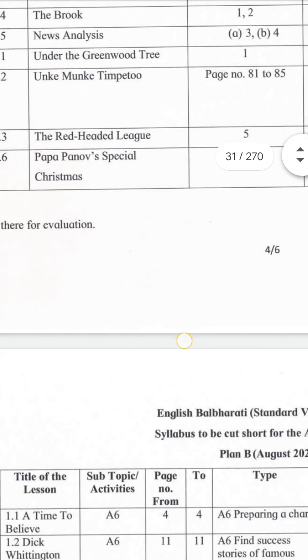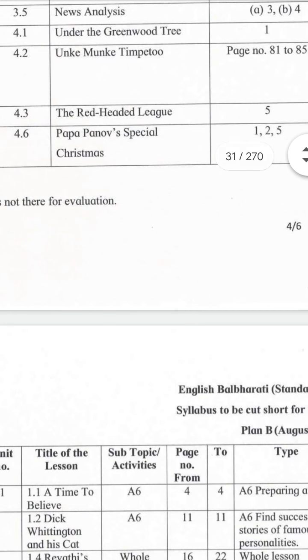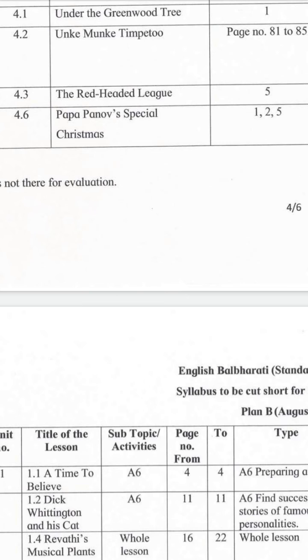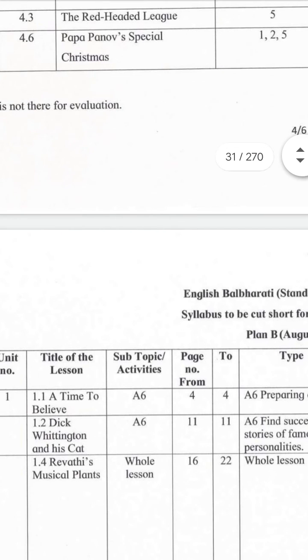Then 4.3, The Red-Headed League, question number 5 is to be omitted. And 4.6, Papa Panov's Special Christmas, question numbers 1, 2 and 3 are to be omitted. So these are not there for evaluation.